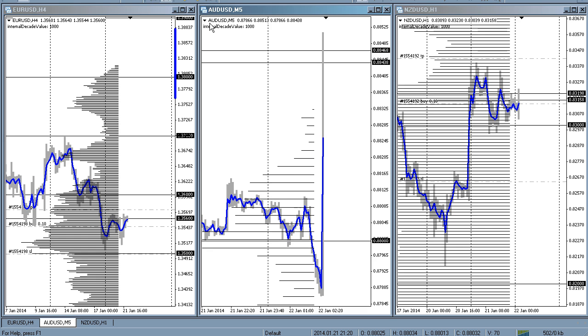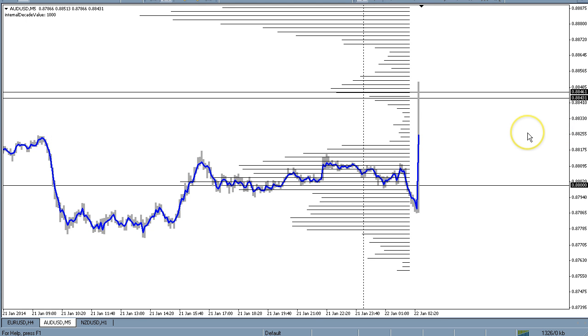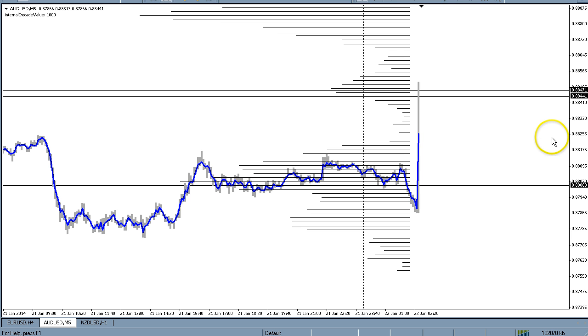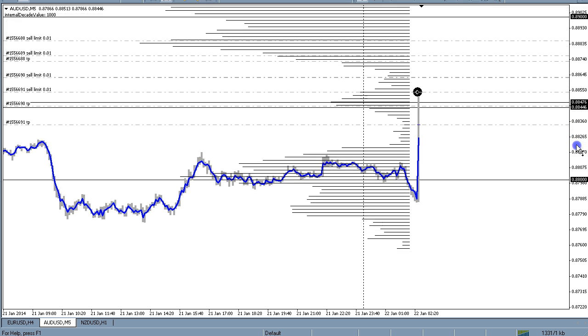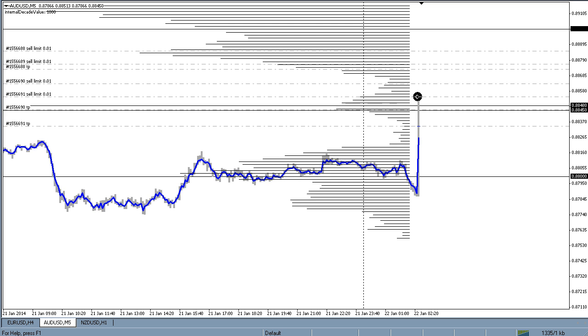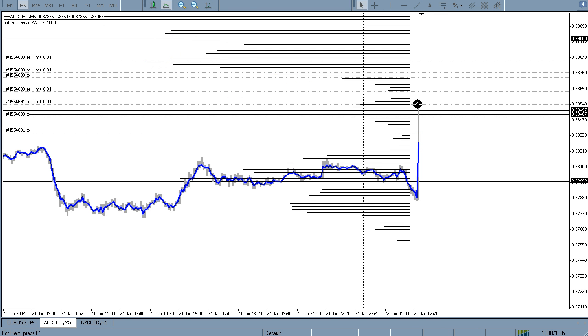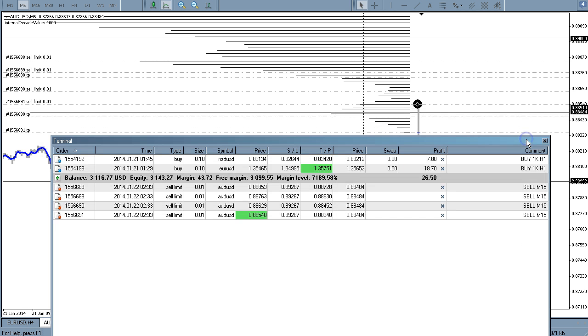So here I'm going to run some automated trading orders. I put in some cells here. So now this is a ticket that's going to last 15 minutes here. Let me go to, so that's the 5-minute chart. And here's the terminal window.